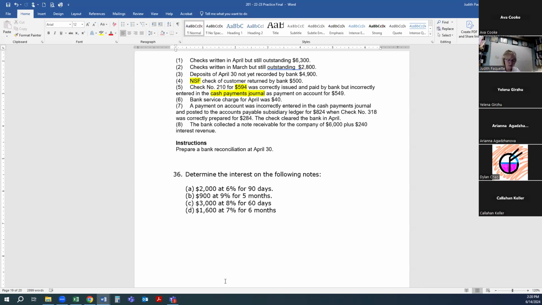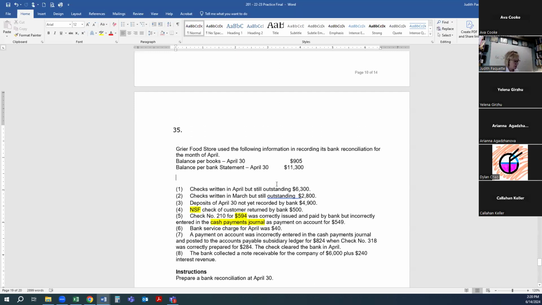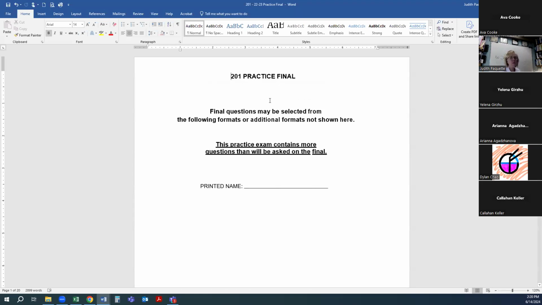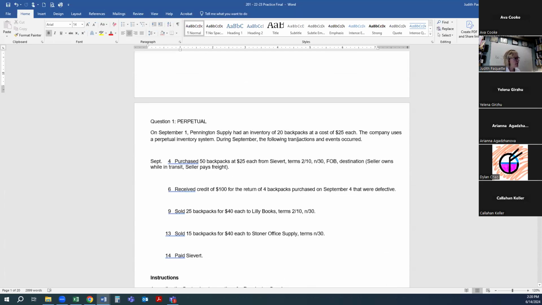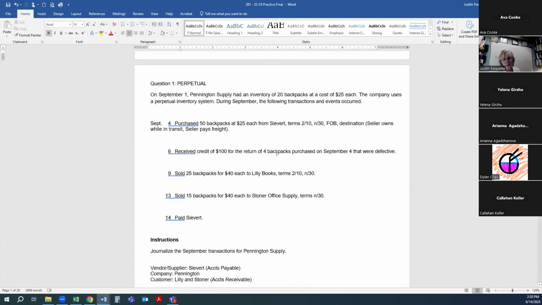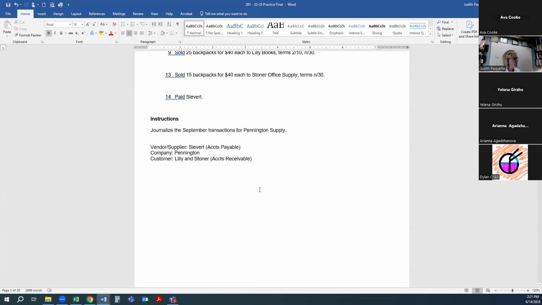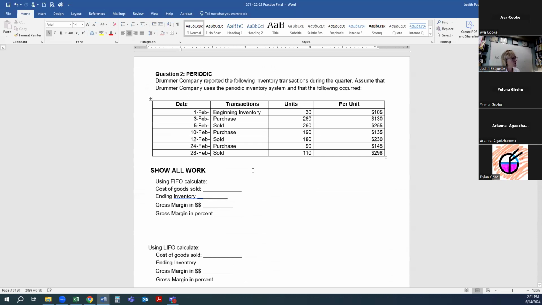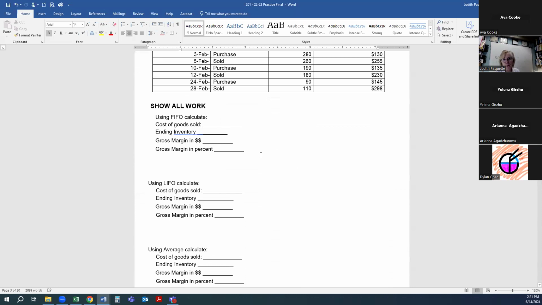Anything else on the exam? I want to make sure you have quite a bit of time between now and the final. There are a lot of journal entries we've learned this chapter. We've learned the basic journal entries, adjusting, closing. We've learned perpetual, periodic journal entries. This is periodic for LIFO, FIFO. And remember, gross margin: sales minus cost of goods sold equals gross margin.